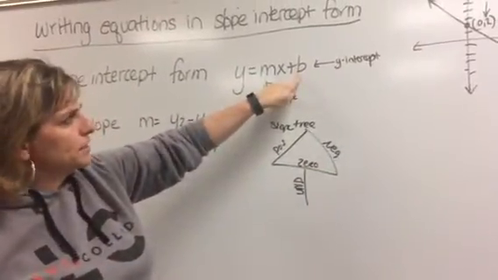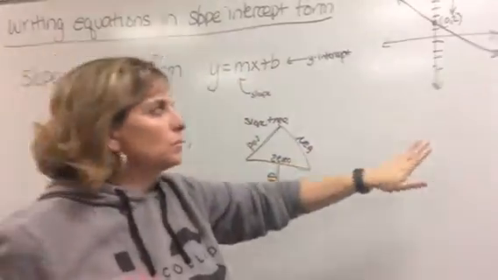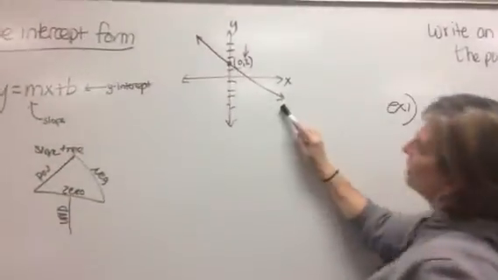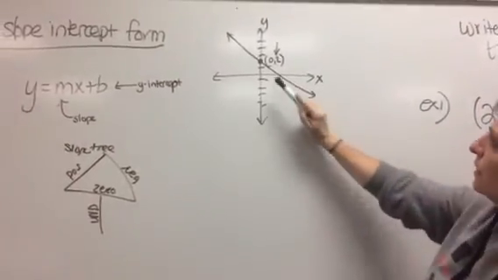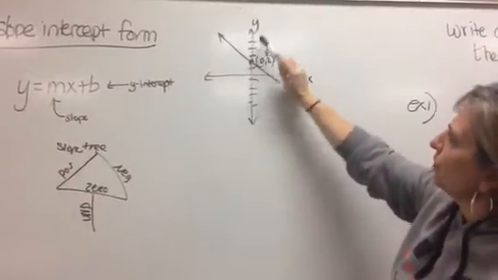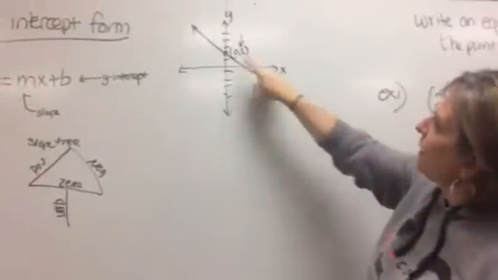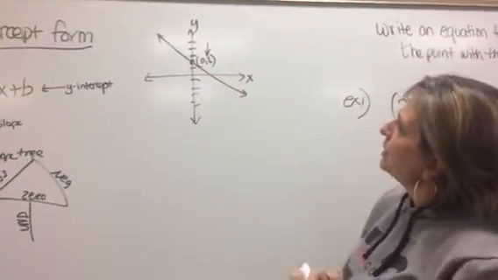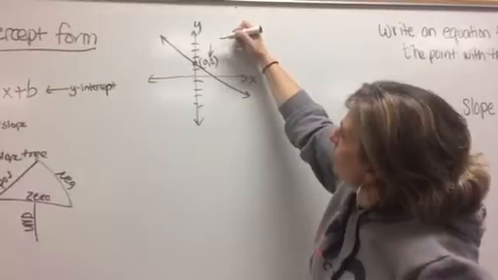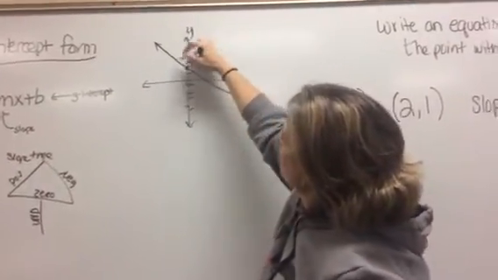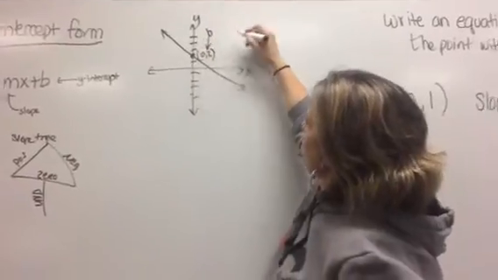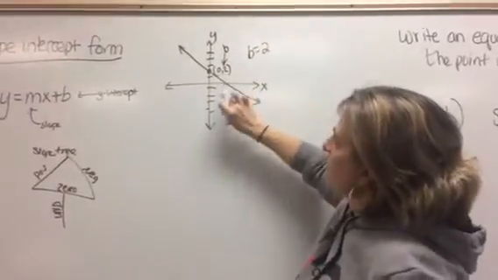Well, what does a y-intercept mean? What does that b mean? So I drew a line over here. Okay, this line is on the x and y axes, and it passes through this point right here on the y axis. Okay, that point is (0, 2). So the y-intercept, which is b, is 2, because that's where it passes the y axis. So b equals 2 in this line.